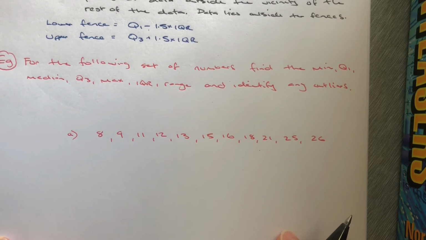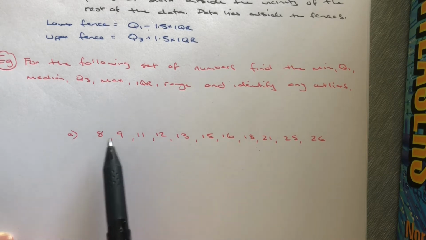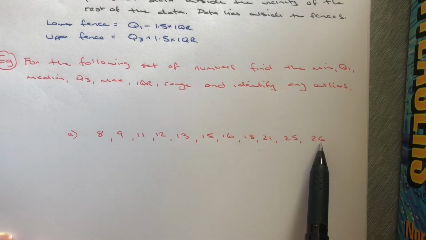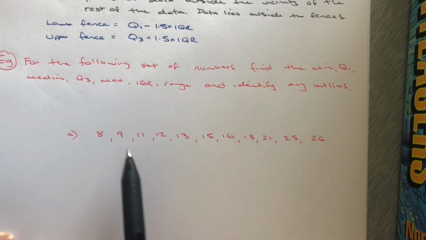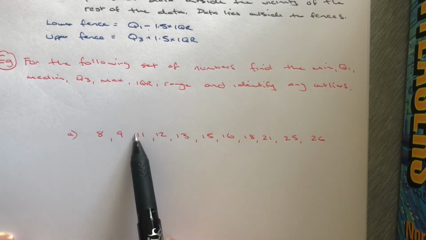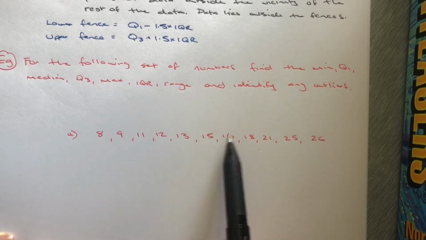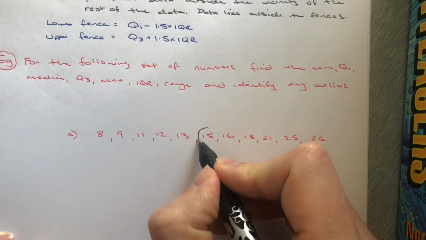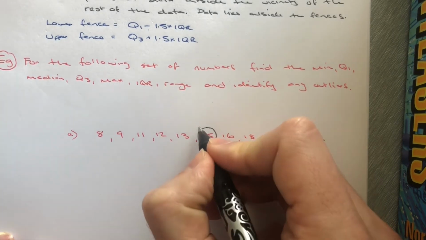So firstly, I might try to find the median, which is the middle number. I can see we've got 1, 2, 3, 4, 5, 6, 7, 8, 9, 10, 11 numbers here. I want to find the one that's in the middle. If I choose this one here, looks like we've got 1, 2, 3, 4, 5 on that side, and 1, 2, 3, 4, 5 on that side. So this one here, this is our median.